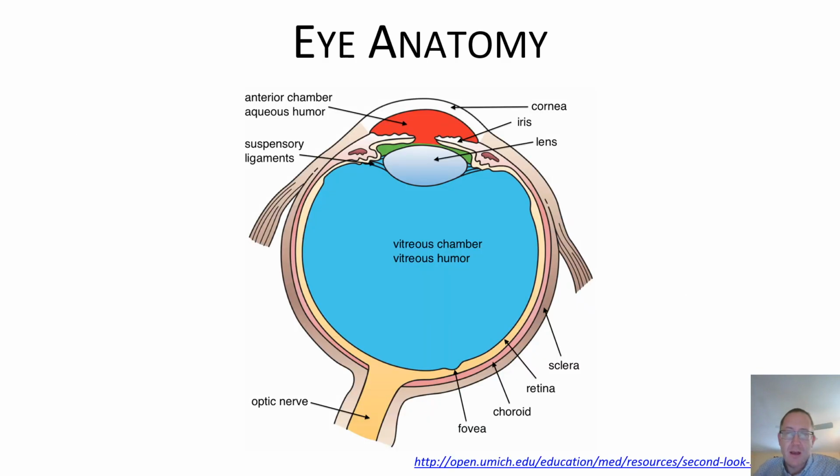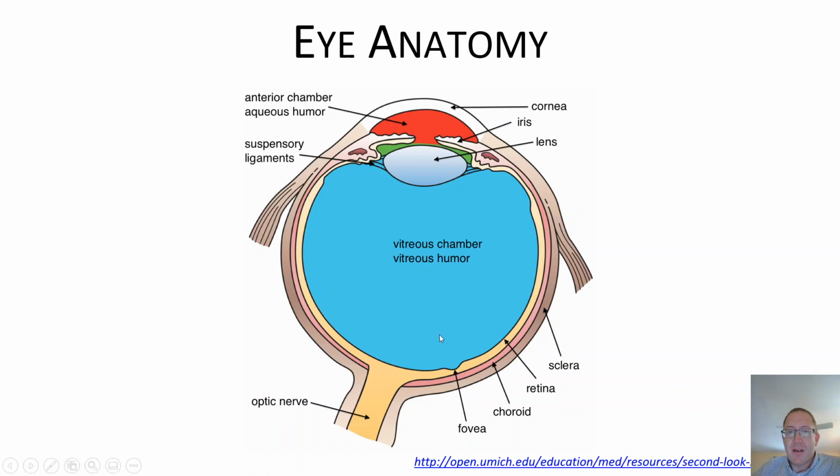So, here's your eye, right? It is, for all intents and purposes, a giant lens, or there is actually a lens in there, right here, which takes light coming in, focuses it, and then projects it back onto the back of the eyeball. Much like a telescope or a magnifying glass, whatever you want to think about.